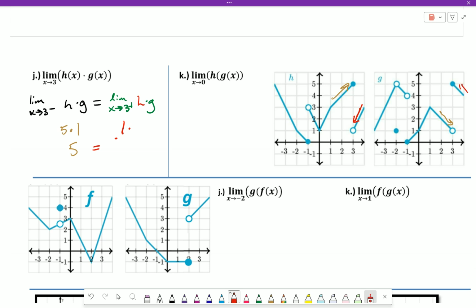G from the right side is 5. 1 times 5 is also 5. Since they're both equal to 5, guess what? My limit is 5. Those are function operations. We added, we subtracted, we multiplied functions.